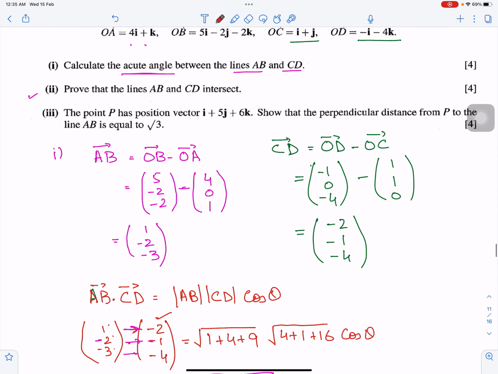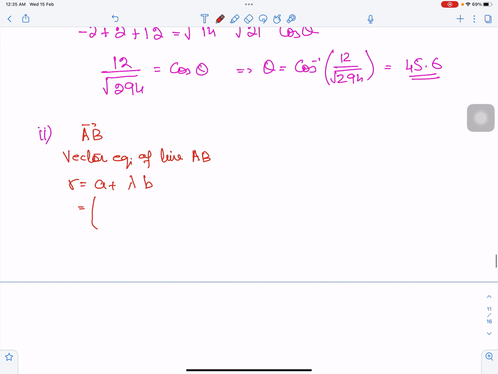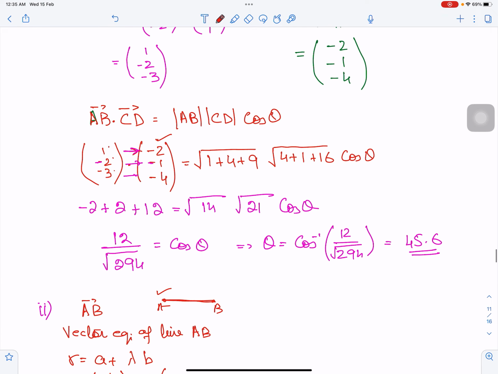Now a is any fixed point, your choice. From A and B, suppose I am taking A, so this is 4, 0 and 1, plus lambda. For line AB, I can take any point, either A as a fixed point or B. I have taken A here, the choice is yours. And b is the direction vector, so that is AB, which we have calculated up here.